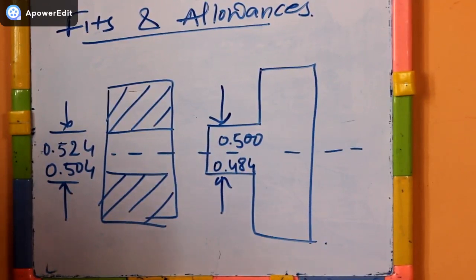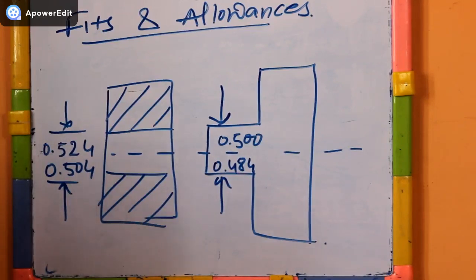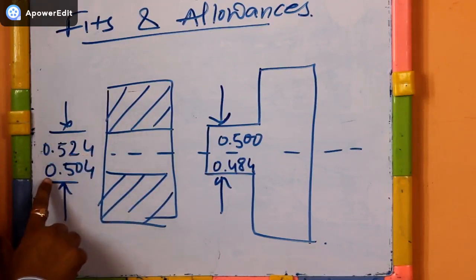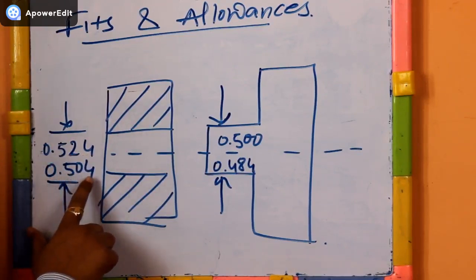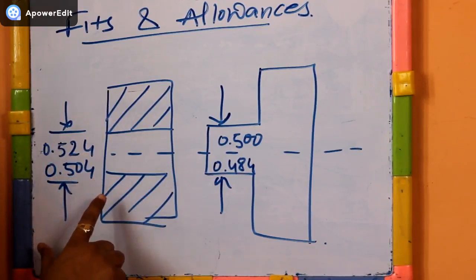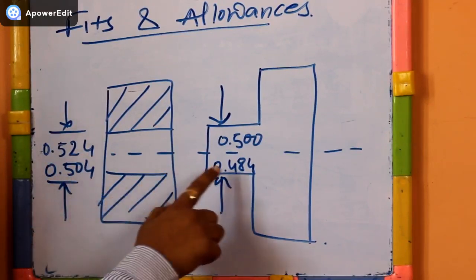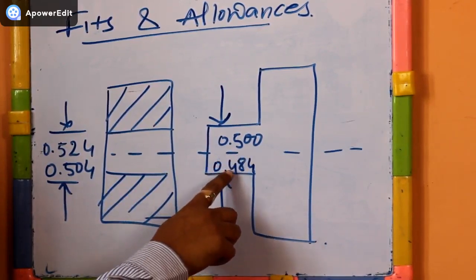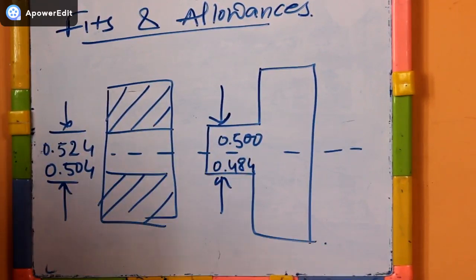The allowance is the difference between the MMC limits of size of the mating parts. It is the minimum clearance or maximum interference between such parts. Here on the board you can see one shaft and hole with dimensions. The upper dimension is 0.524 and lower dimension is 0.504 for the hole, and here the upper dimension is 0.500 and 0.484 for the shaft, in this hole and shaft system.